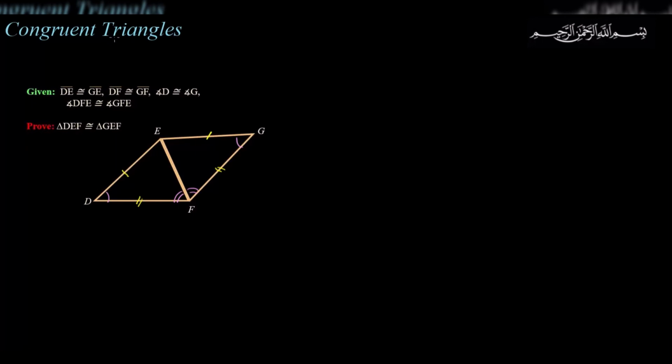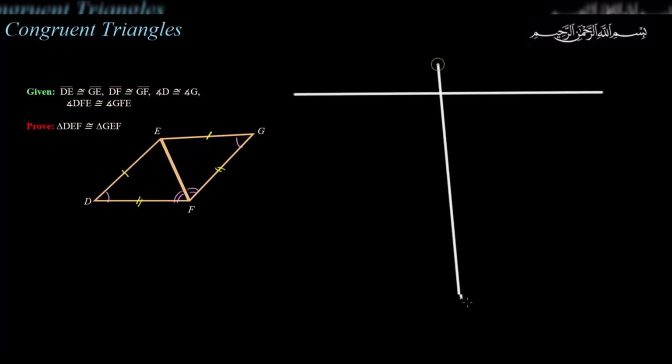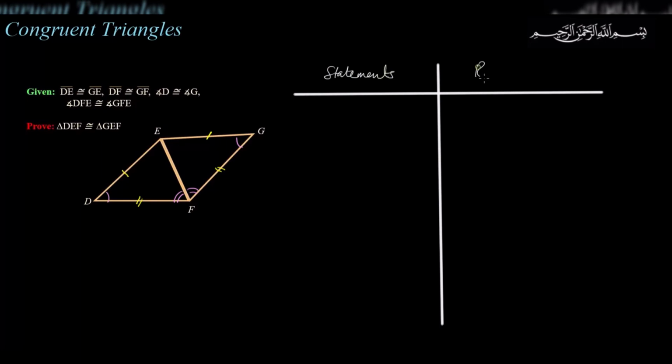Well, when in doubt, let's start the proof by writing our two columns over here. I'm going to draw the two columns. If you remember, in two-column proofs, on this side we have statements, and on this side we have reasons for our statements. So let's start off. When you don't know, just write down the given information.